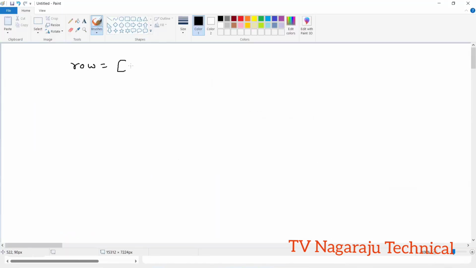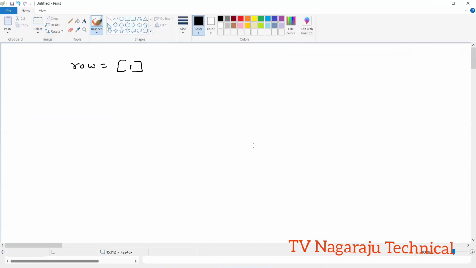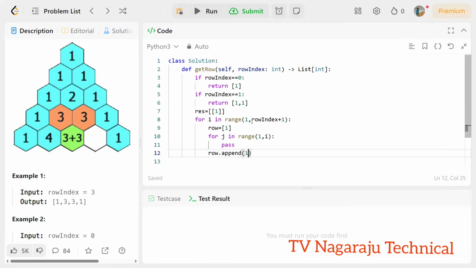Initially, row is equal to 1. Suppose this loop is not repeated at all. Row dot append of 1 means for this I am adding 1 comma 1. This is the first row. Observe, this is the first row. Why? Because my i starts from 1.